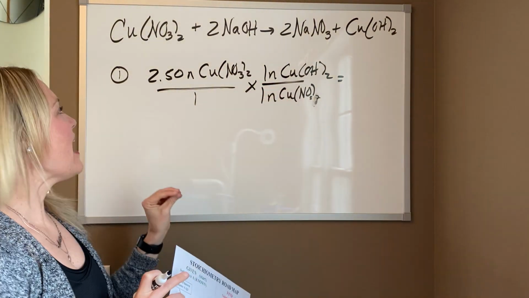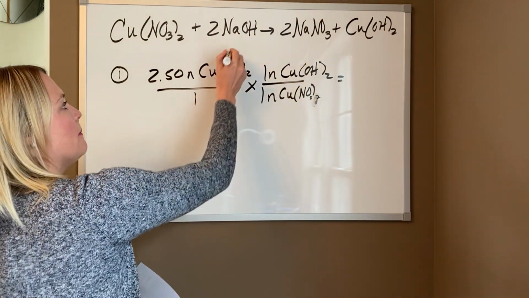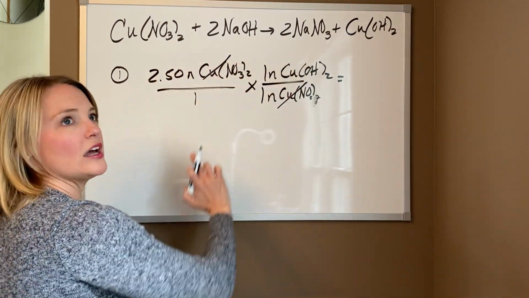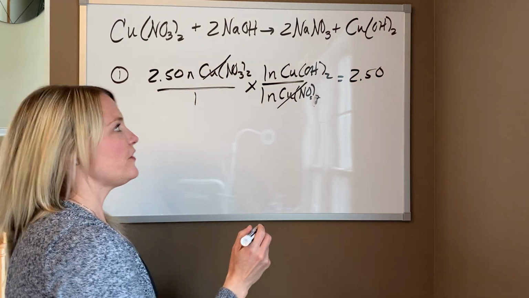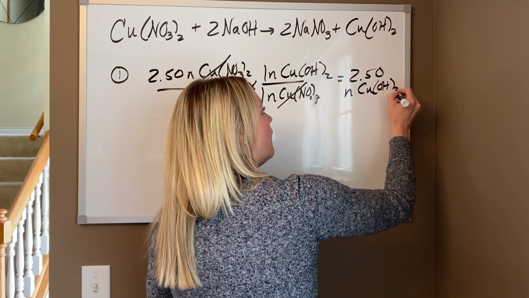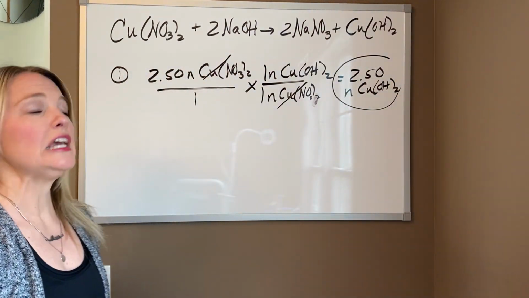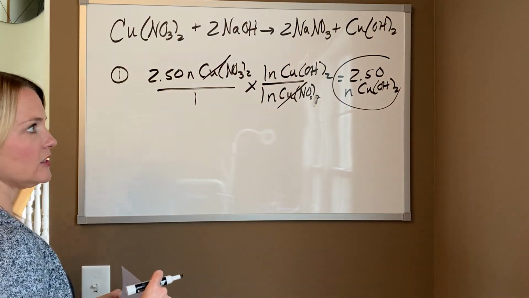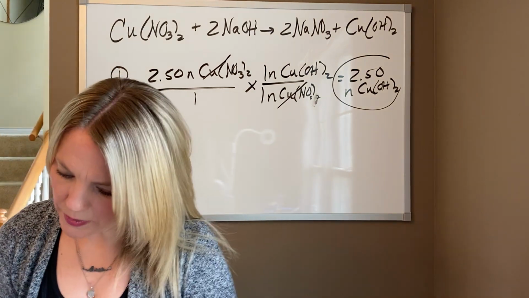Now, when you do the math here, I'm gonna multiply the top, divide by the bottom, making sure that my units cancel. So I'm gonna multiply by 1, divide by 1, my final answer, 2.50 moles, but now I am in copper hydroxide. So the point of stoichiometry is to convert from substance A to substance B using a balanced equation. Okay? So I am now going to go to problem 2.